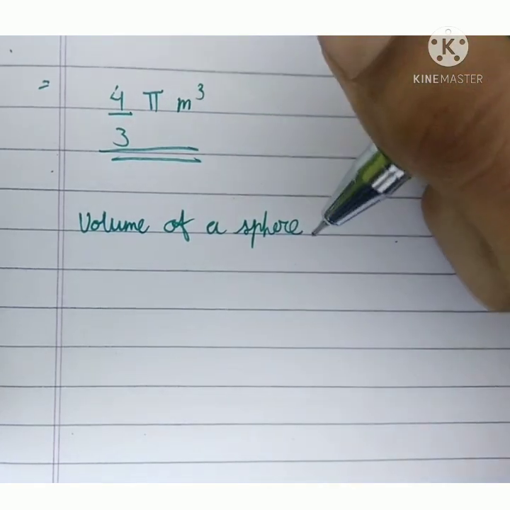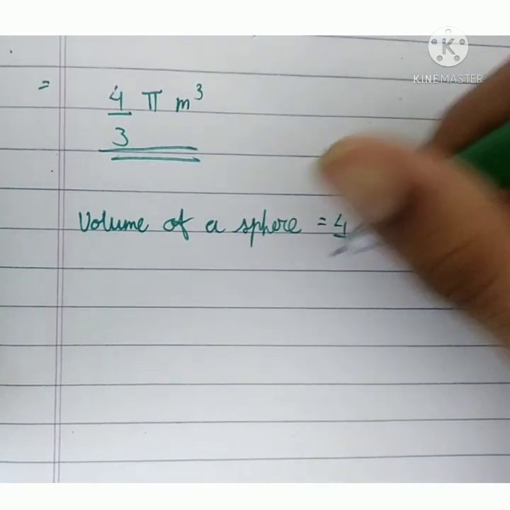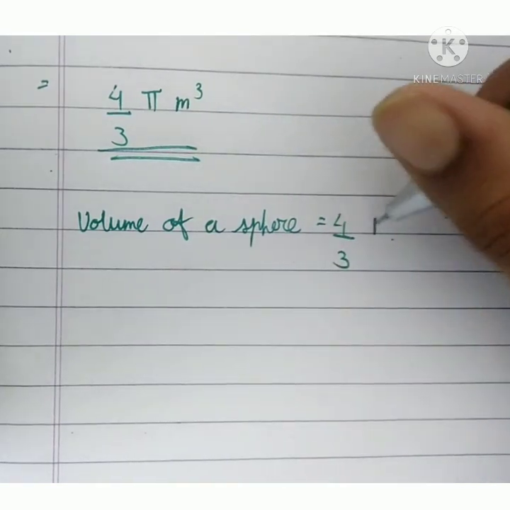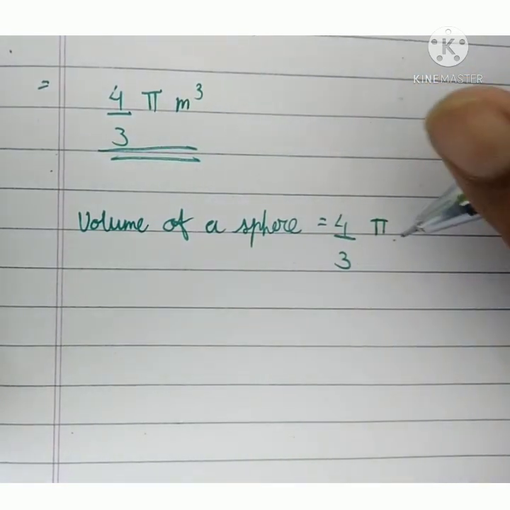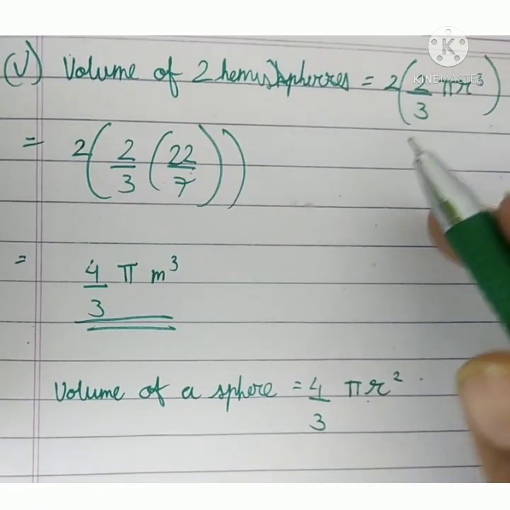Now you all should know what the volume of a sphere is. It is 4/3 pi r cube. Okay. Now, almost the same only. If you look at it, the volume of two hemispheres.